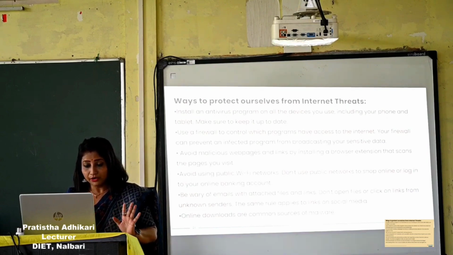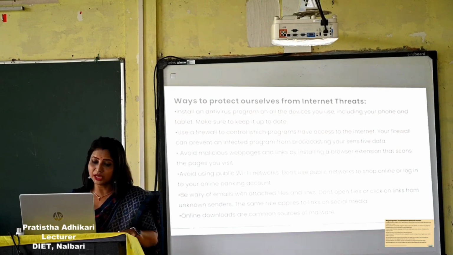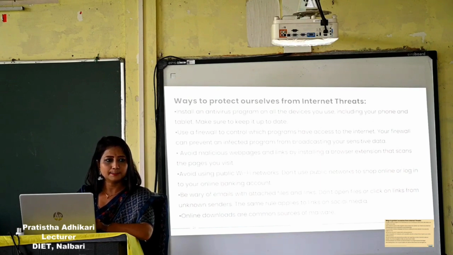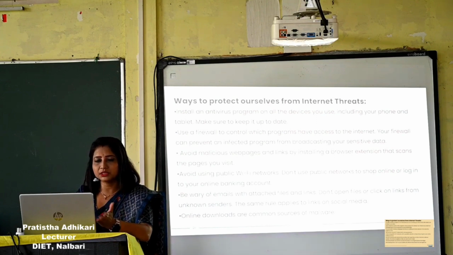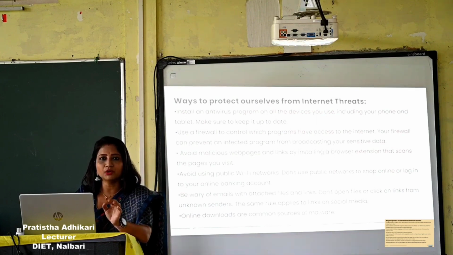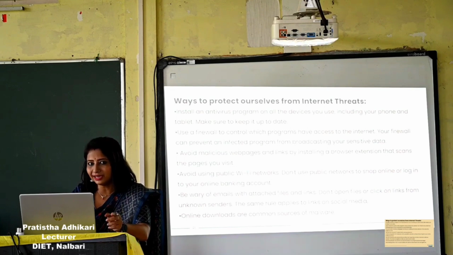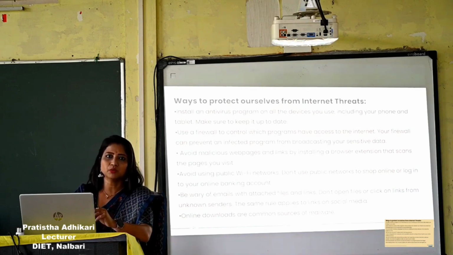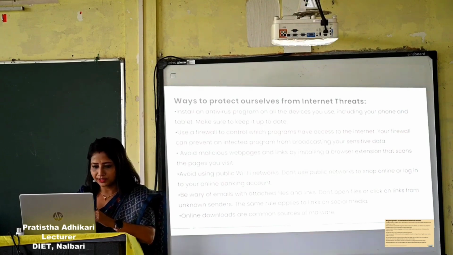Then be aware of emails with attached files and links, and don't open files or click on links from unknown senders. The same rule applies to links which are available in social media. It is happening nowadays that we get a link from an unknown number. Even in our social media account, we get some links informing about some events which you might be interested in. So you might tend to click on the link given, but we have to be very cautious before clicking on such links, because those may tend to be dangerous for us.